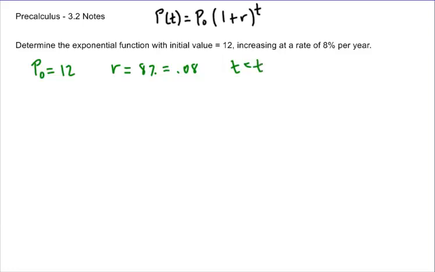Nothing fancy there. So I just substitute all these guys in. P of t is going to give me my initial population times 1 plus 0.08 to the t power, which is the same thing as saying 12 times 1.08 to the t. Or if you want to put 1.08 in parentheses, either way. But just remember that the only thing being raised to the power here is 1.08, and then you multiply by 12.